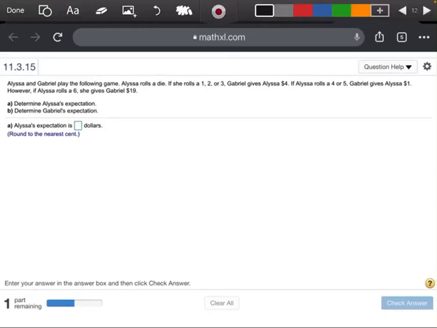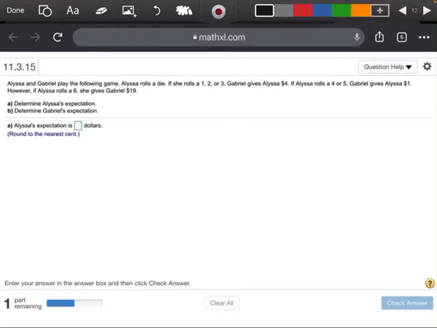All right, so guys, this is number 5 out of 11.3, and it says Alyssa and Gabriel play the following game. Alyssa rolls a die, and if she rolls a 1, 2, or 3, Gabriel gives Alyssa $4. And if Alyssa rolls a 4 or 5, Gabriel gives her $1. However, if Alyssa rolls a 6, she has to give Gabriel $19. So the first part says, let's determine Alyssa's expectation.